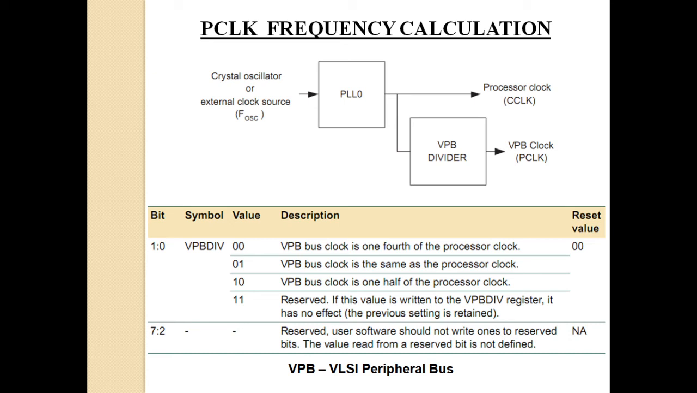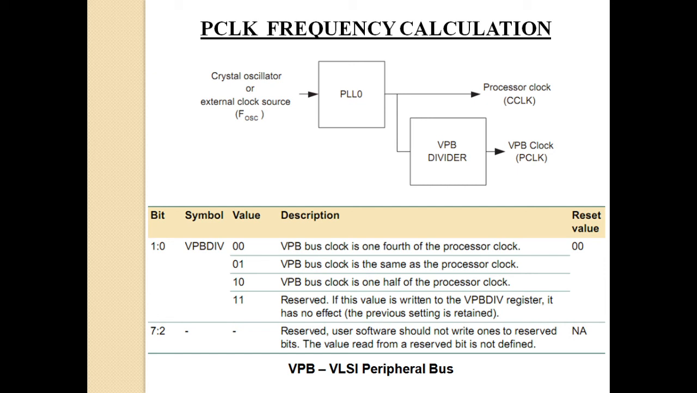Special function registers are used for configuring the peripherals. So if you want to configure a peripheral, you should use one or more special function registers. Configuring a register, where a register is nothing but a collection of flip-flops, means you need to configure a flip-flop.